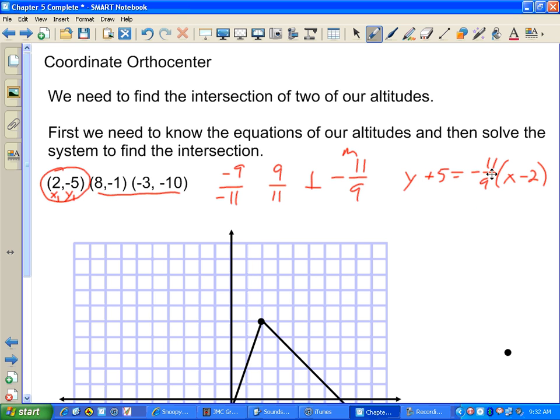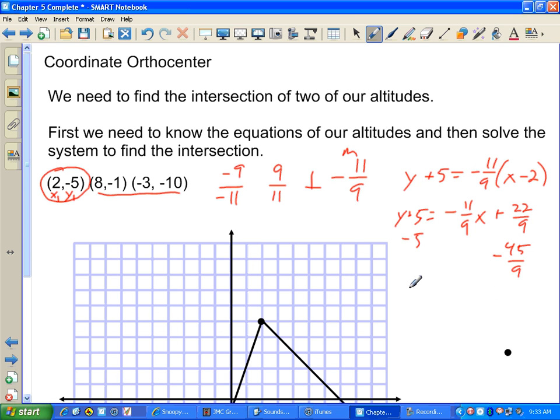And then we can distribute. Gives me plus 22/9. And then subtract the 5 over. But since we're going to be subtracting from 9ths, I want to know how many 9ths I have. 5 whole things is 5 times 9, or 45/9 is what I'm really subtracting when I subtract 5.